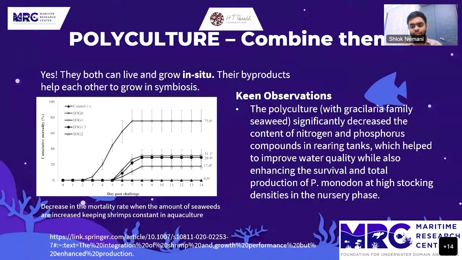It also significantly decreased the content of nitrogen and phosphorus compounds, because the byproducts from the shrimps are now used by the seaweeds for their own growth. It also enhances the survival, as I have mentioned, for the P. monodon at higher stocking. Now we can also increase the stocking density. This was all conducted in a controlled environment, as they have mentioned. So yeah, the effect to be seen in the farm has to be conducted later.